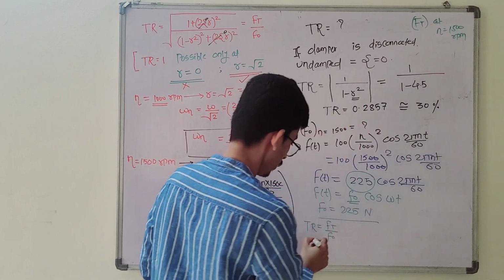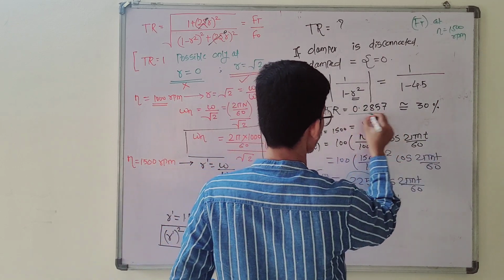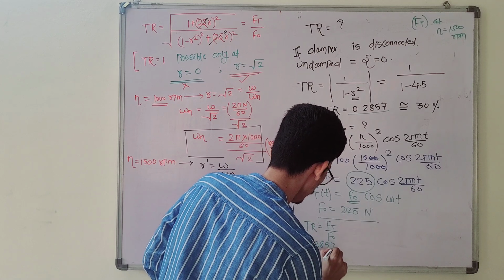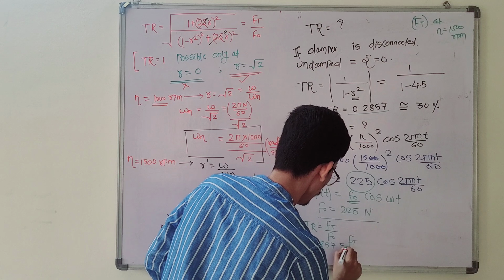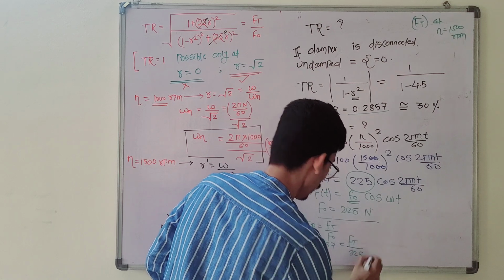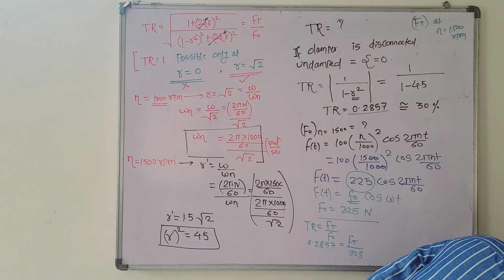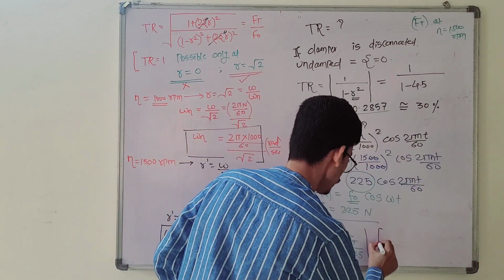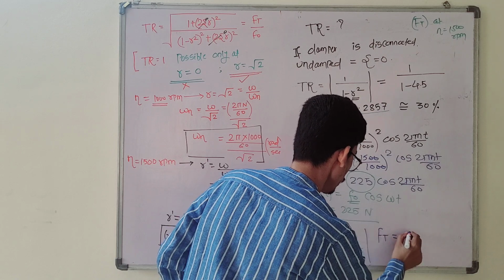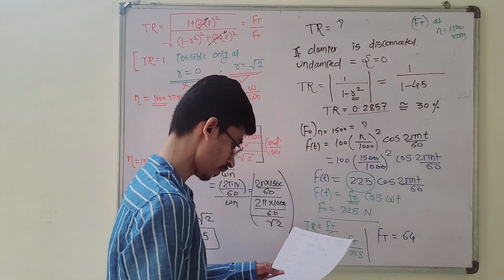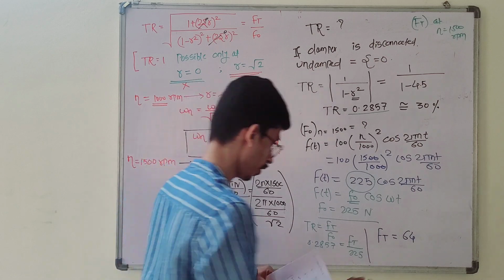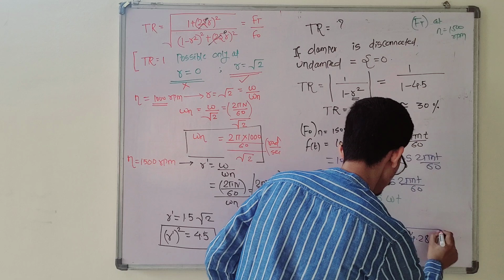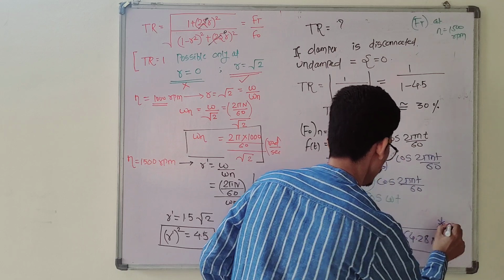So transmissibility is found as 0.2857. So 0.2857 is equal to ft by f naught. F naught is 225. After solving this, you will get the force that is transmitted as near about 64.28 Newton. And this is the final answer they are asking us.